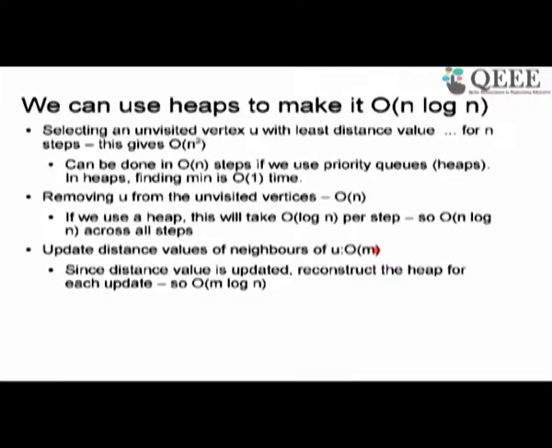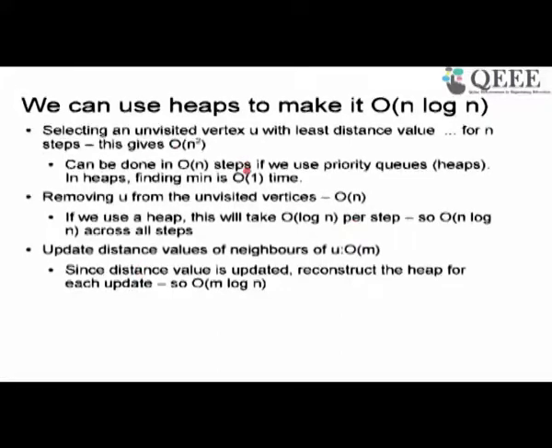So you are doing one delete and one insert operation. Both of these are log n, which is why for each distance update that you do, that means for each edge, each neighbor, you are taking order log n time. Since there are potentially m neighbor visits overall in the graph, because every edge you visit is a neighbor visit, you do m neighbor visits, and for each you do a log n operation. Therefore you get order m log n complexity for the third step.